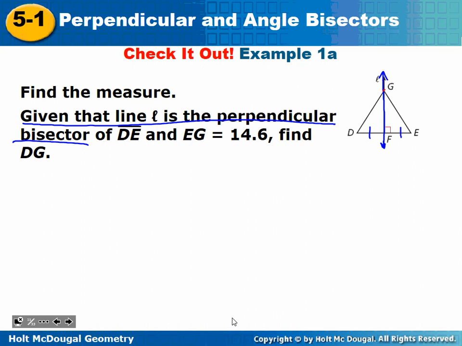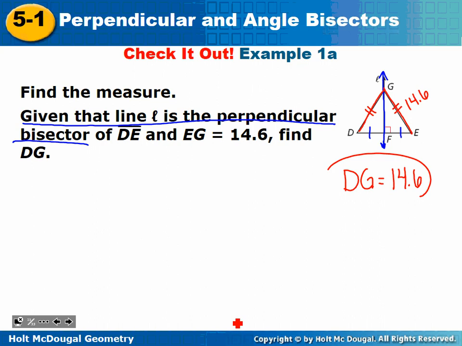DG and EG. Very good. So now we can mark these sides congruent. And then we can finish filling in what it tells us. It says that EG is 14.6. So EG is 14.6. Write it on your picture. They want you to find what? DG. And that should be super easy now. What is DG? Just 14.6.